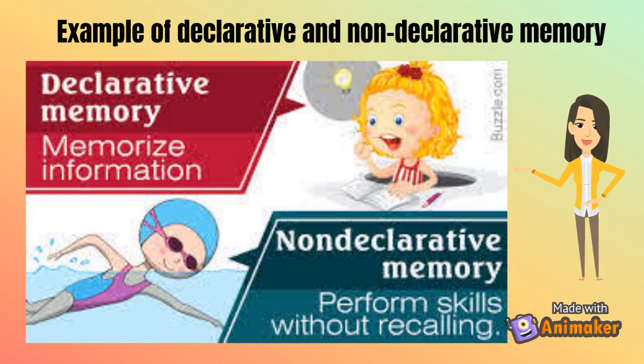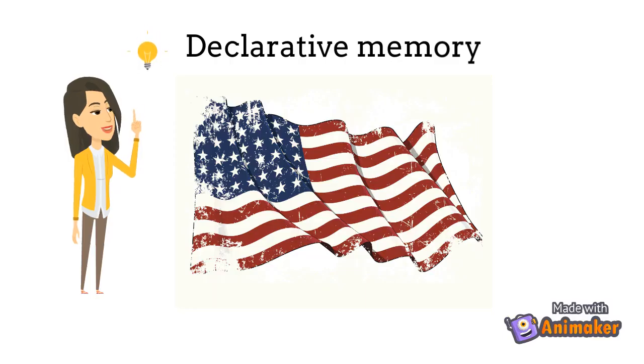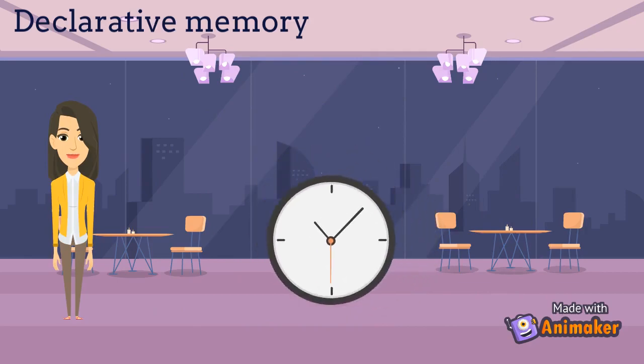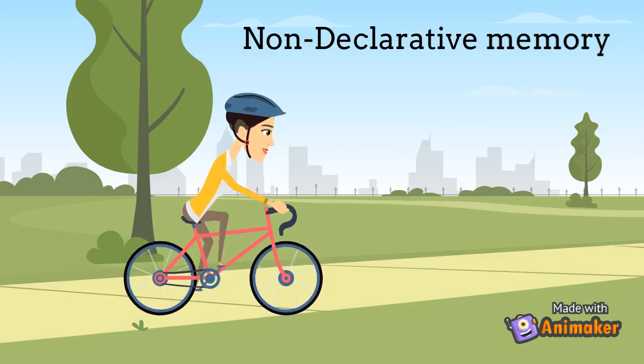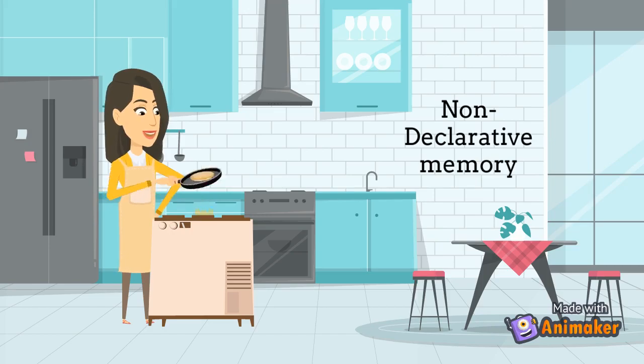Examples of declarative and non-declarative memory. Declarative memory memorizes information. Non-declarative memory performs skills without recalling. As we know, declarative memory is the memory for facts and events. For example, knowing what you had for breakfast this morning, knowing that George Washington was the first American president, knowing that your favorite restaurant is only open until 6 p.m. on Sundays. We know non-declarative memory is memory for skills and habits, such as knowing how to ride a bike, drive a car, and do simple cooking tasks.